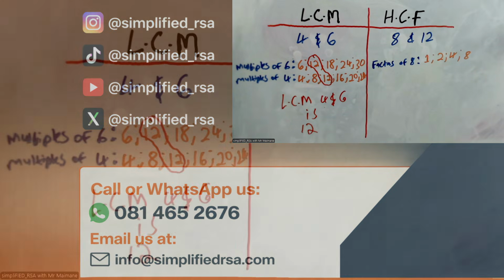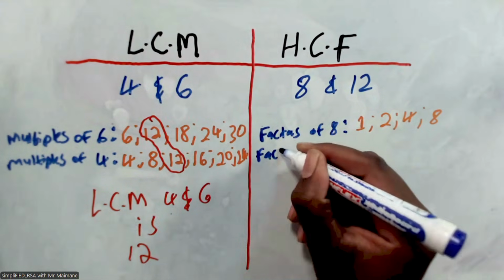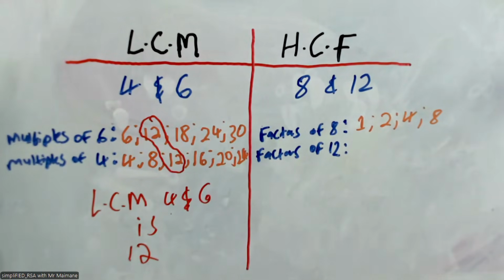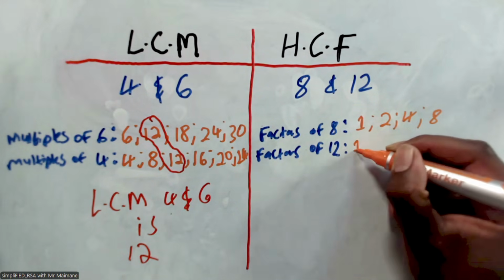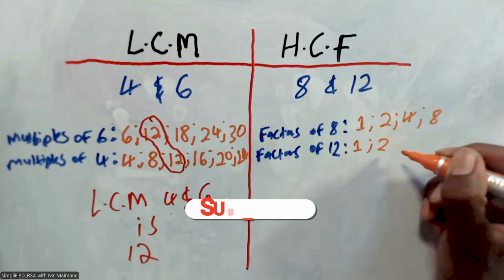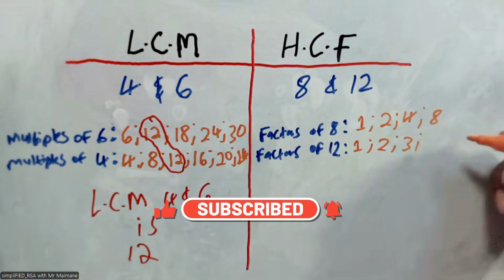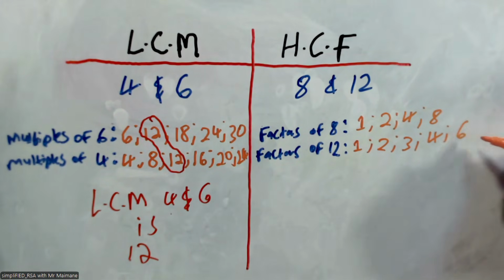And then let's look for factors of 12. So factors of 12 are: 1 is a factor of 12. 2 is a factor of 12. 3 is a factor of 12. 4 is a factor of 12. 6 is a factor of 12. And also 12 itself is a factor of 12, right?